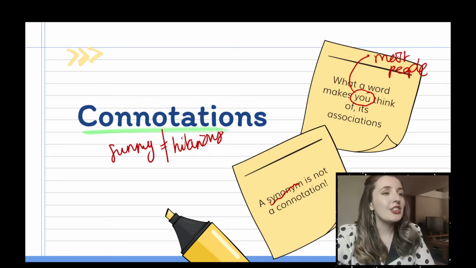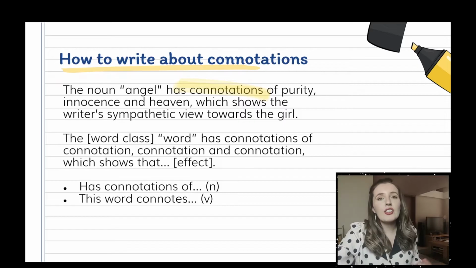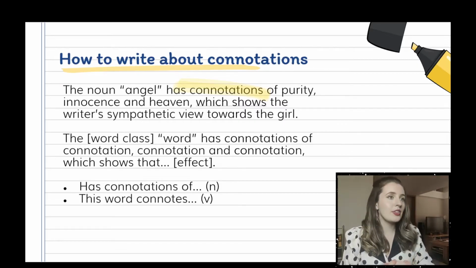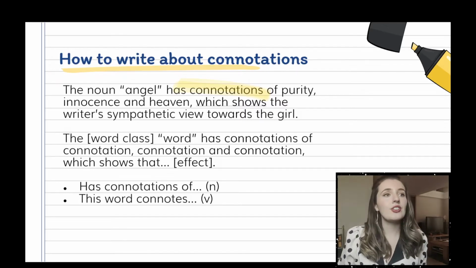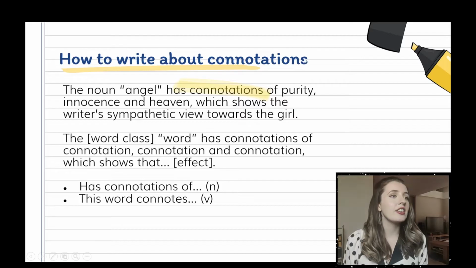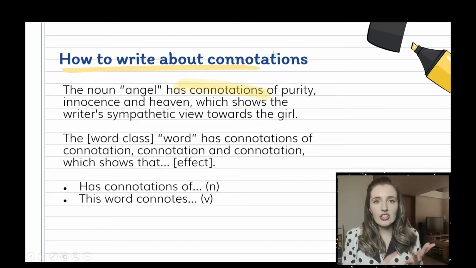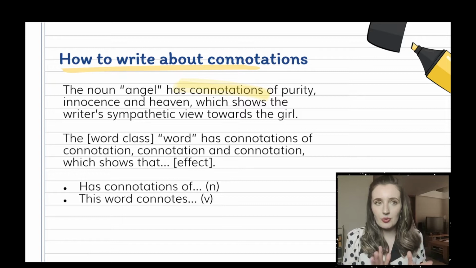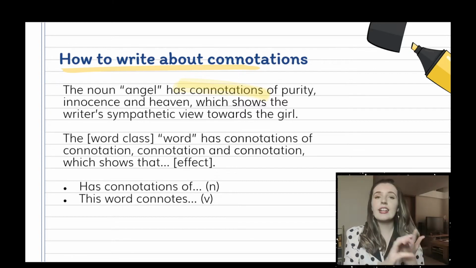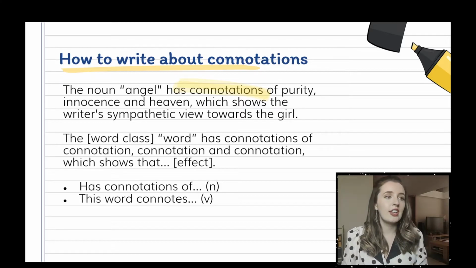Okay. So next, maybe you're wondering, well, how do I actually use this in an exam? How do I write about this? Here's an example on the screen. The noun angel has connotations of purity, innocence and heaven, which shows the writer's sympathetic view towards the girl. So you can see here that I have given the word class, adjective, verb, noun, adverb, preposition, whatever, quote, has connotations of 1, 2, 3. And I'm giving 3 different connotations which show that effect.